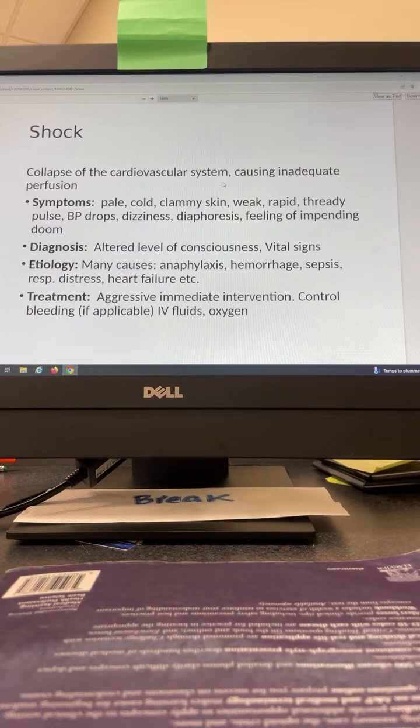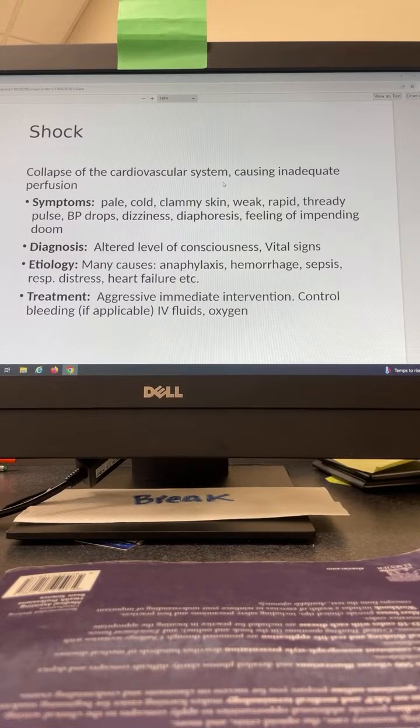So the symptoms of this are going to be extremely pale, cold, clammy skin, very weak. Your heart rate is going to be very rapid, very thin, not very strong. It's going to be a very faint pulse. Blood pressure is going to drop completely, so it's not going to be hypertension, it's going to be hypotension, very low blood pressure. The blood is not getting to where it needs to go.